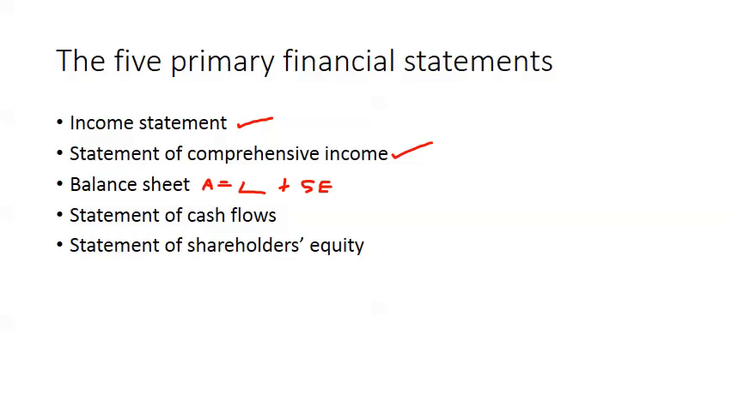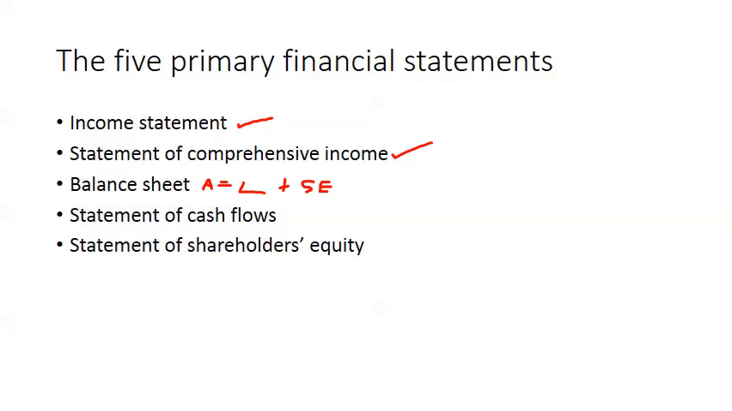Then finally, we have the statement of stockholders' equity. The statement of stockholders' equity shows changes from last year to the current year. How did the stockholders' equity accounts change? What happened to retained earnings? What happened to common stock? What happened to preferred stock? How did they change throughout the period?